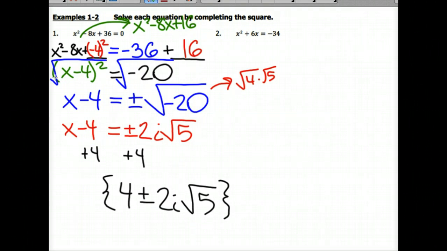Okay, again, the key step to completing the square and the thing you need to know how to do is to go from this step here, the second step, to this third step right here, and how to do that is factoring a perfect square trinomial, and that's what we're going to practice again in number 2.